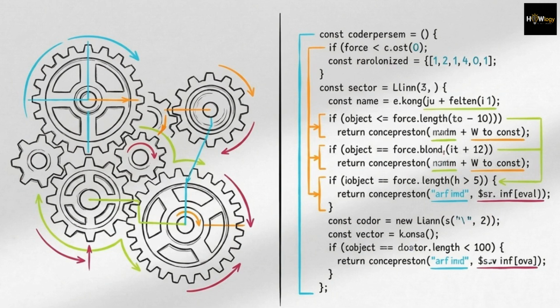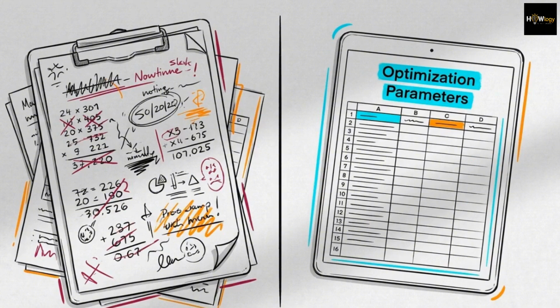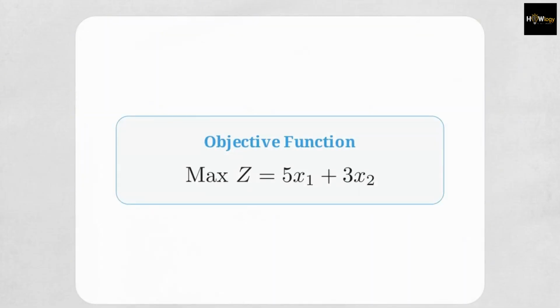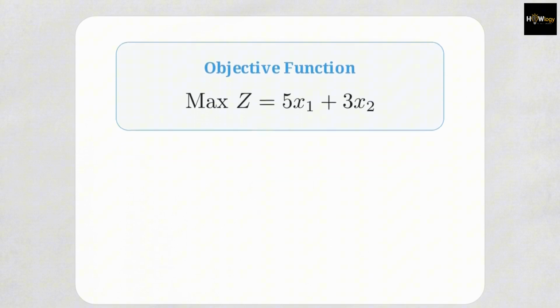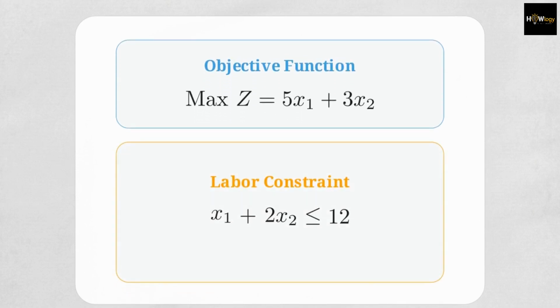Before the algorithm can solve the problem, it needs the factory data translated into a strict format called standard form. We start by defining our objective function. This is the single overarching goal we are trying to maximize, in our case, total profit. Watch how this equation changes.